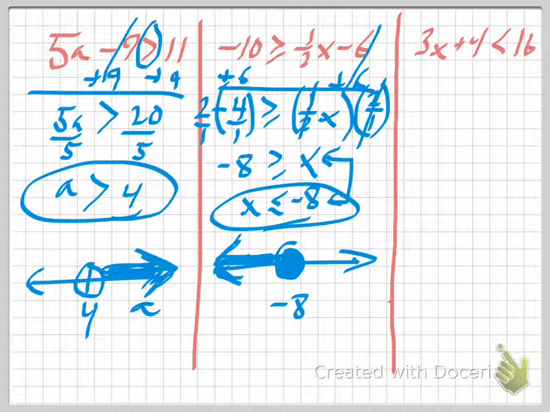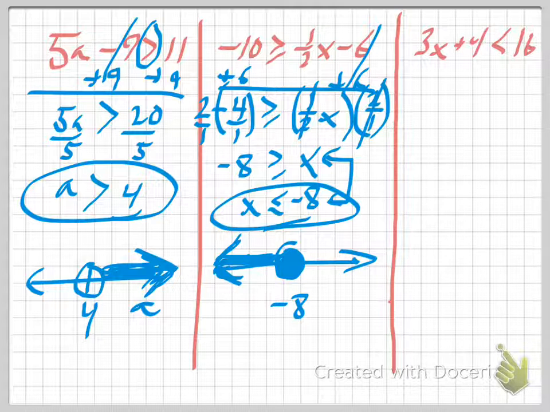All right, one more. Why don't you pause me for a second and go ahead and do the last one on your own. It's 3x plus 4 is less than 16. Go ahead and use SADMAP, opposites, and balance, and solve this inequality and then graph it. Okay, as soon as you're done, resume the video, and we'll see if we get the same answer.